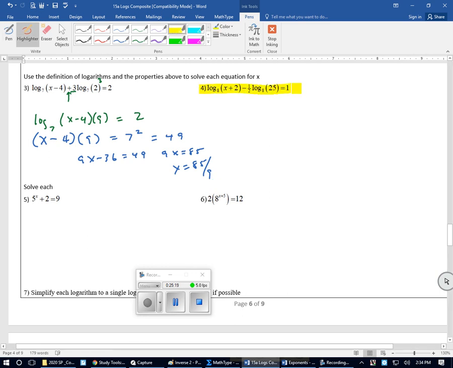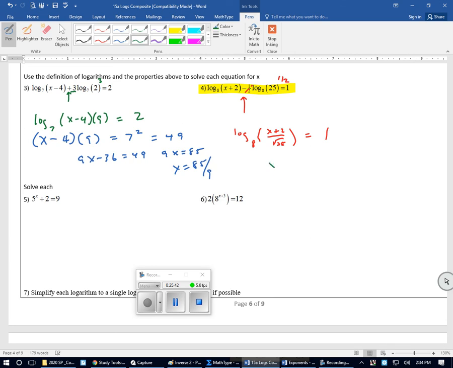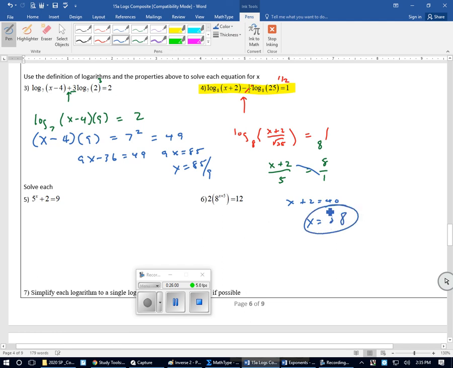When simplifying logarithms, coefficients become exponents, and 1/2 power means square root, and subtraction becomes division. And to undo a log, I use a base. And 8 to the 1 power is 8. Cross multiplying, x plus 2 equals 40. x is 38.